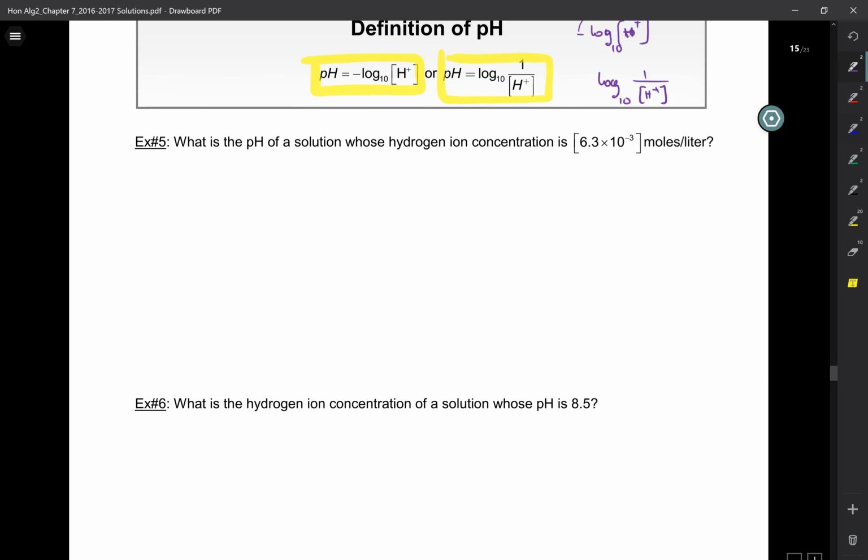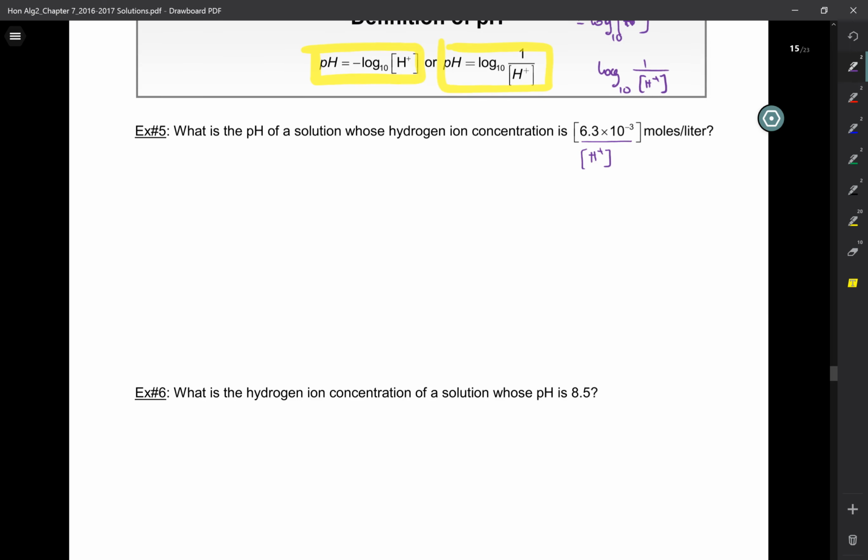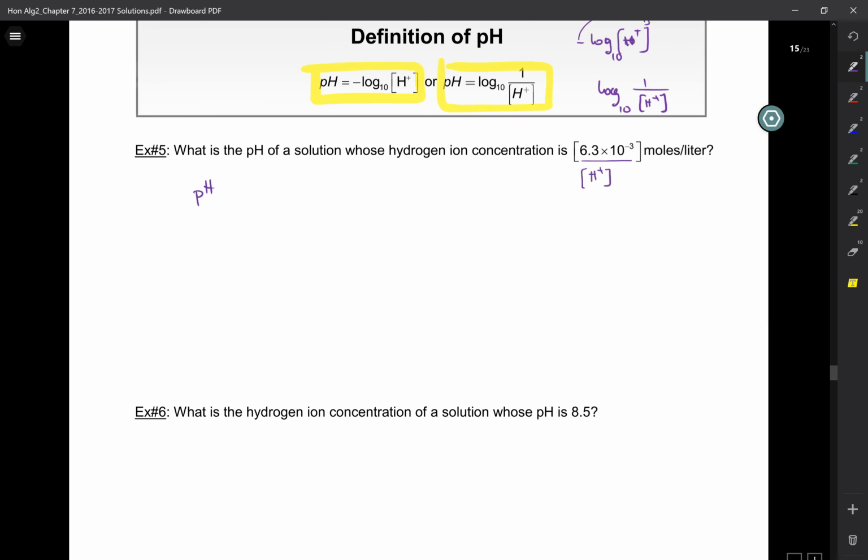All right, so look at this one. What is the pH of a solution whose hydrogen ion concentration is 6.3 times 10 to the negative 3 moles per liter? So what is this? This is the concentration. This is your H plus ion concentration. So we need to find the pH. So we say, okay, pH, and it's always lowercase p, capital H, pH is negative log base 10 of 6.3 times 10 to the negative 3. Okay? So pH is negative, log base 10 of 6.3 plus log base 10 of 10 to the negative 3.